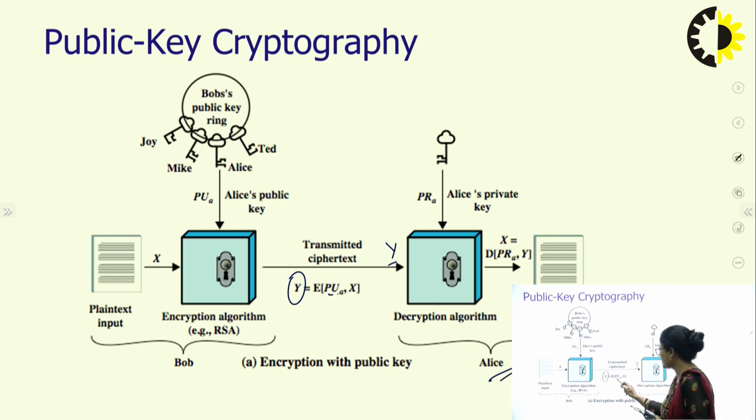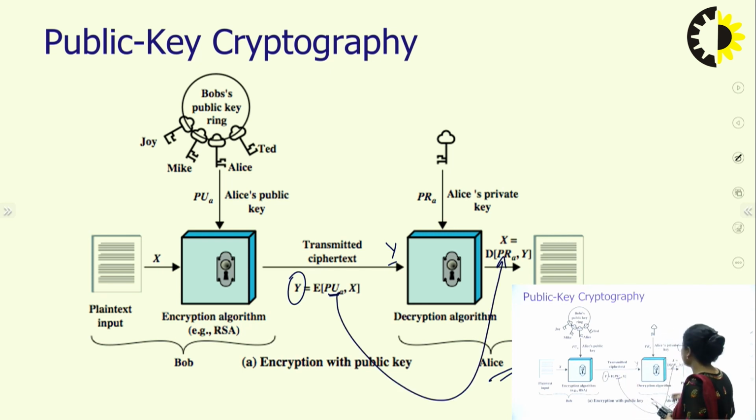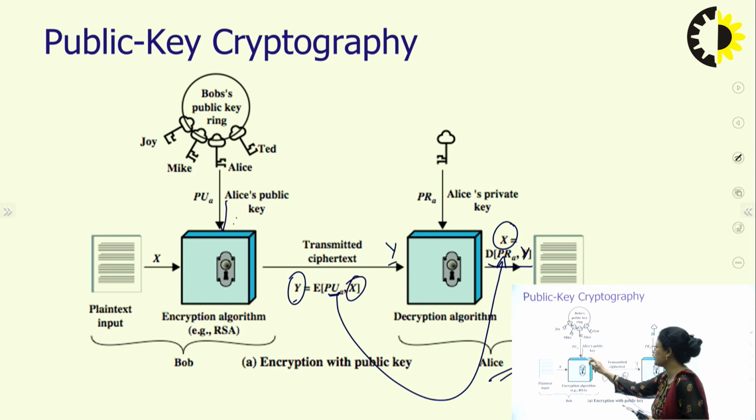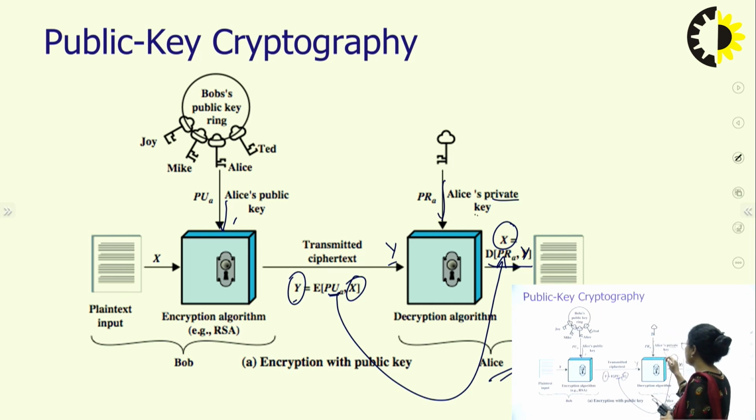Now at the receiver's end, during decryption, the corresponding pair will be used. So since during encryption the public key of A is used, in decryption the corresponding pair, that is the private key of A or Alice, will be used on the ciphertext Y. So this is the decryption, and we'll get back the original message. So here, in case of Alice, the public key of Alice is used for encryption, and for decryption the private key of Alice is used.